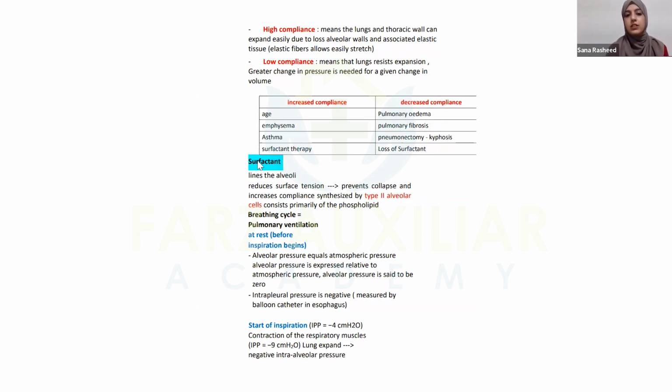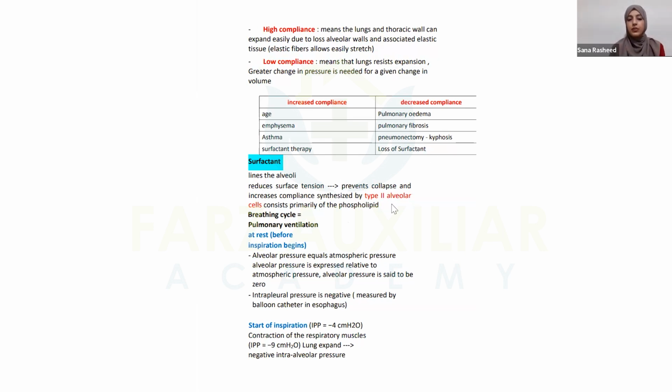Surfactant is basically a substance that lines the alveoli. What it does is reduce the surface tension. When the surface tension goes low, it prevents collapse and increases the compliance. So this is the main function of surfactant, to prevent alveolar collapse and to increase compliance. And where does surfactant come from? It is produced by type 2 alveolar cells.